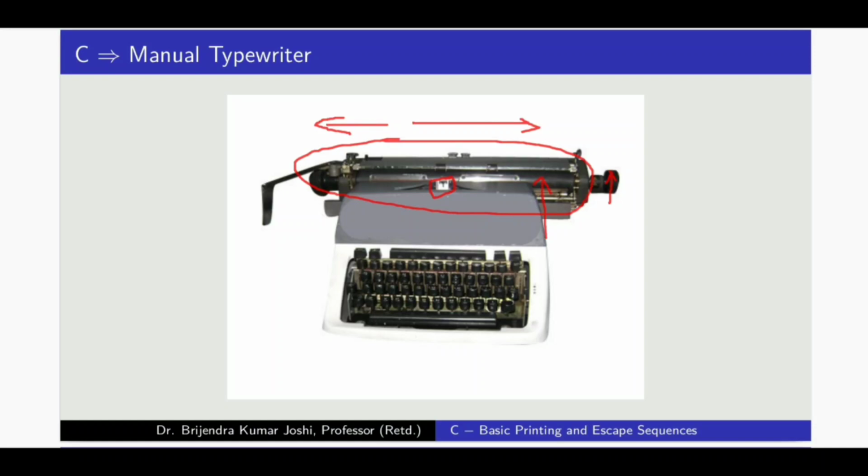Now, if you wish to print on the next line, you have to move the carriage to the rightmost position again, but at the same time we press this lever downwards a bit so that the paper scrolls up one line. Moving the carriage to the original position is referred to as carriage return, and moving this lever downwards to scroll the paper up is nothing but the line feed. From this we can understand the effect of carriage return and line feed.